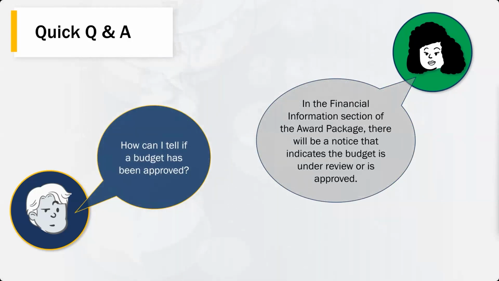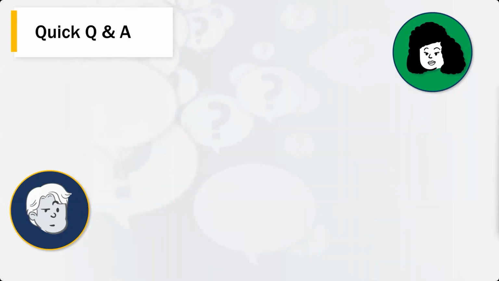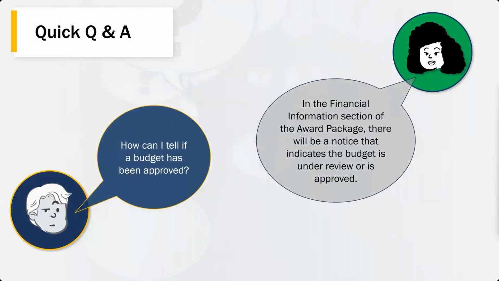Now, if your budget is under review, you'll navigate to the award details tab and scroll to the project budget summary. And that's where you'll see either a green banner that indicates a final budget clearance was issued, or an orange banner indicating that your budget is still under review, meaning that a conditional budget clearance is there.